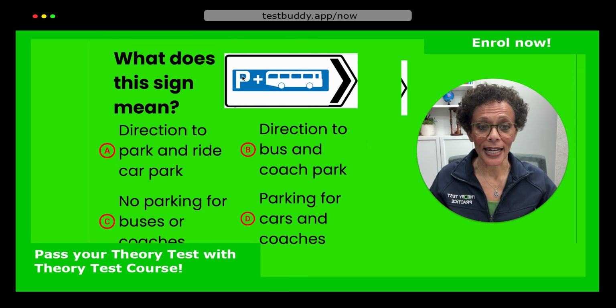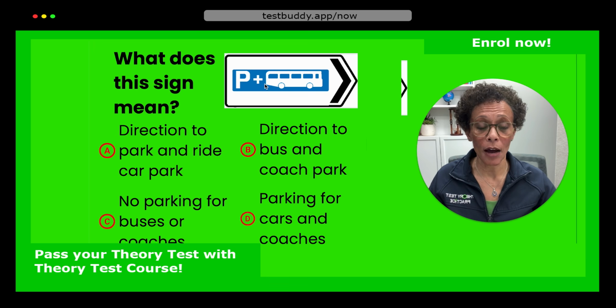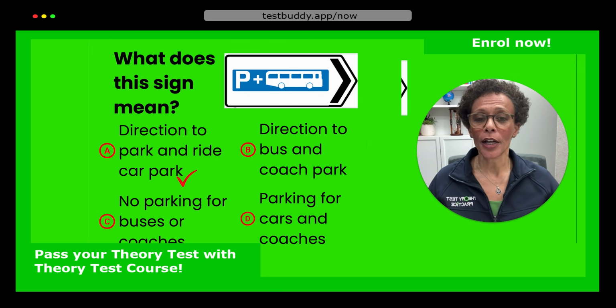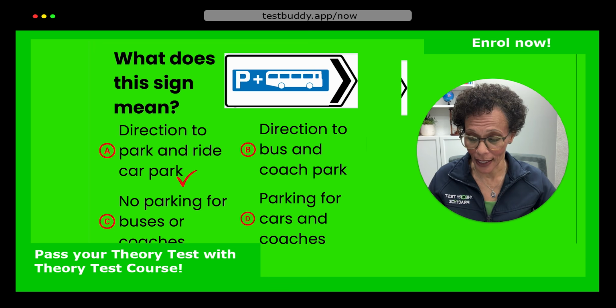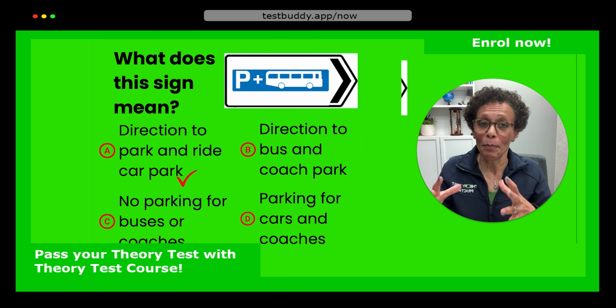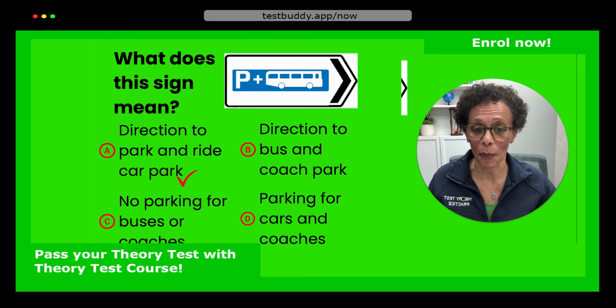Now you've got a P here, and a P is for parking. You've got a plus sign, that's the and, and you've got the bus, and you would ride a bus into town. So this is a direction to the park and ride car park. Park and ride is going to be outside a busy town, and there's not very many parking spaces. So what you can do is you can park in this really big car park and get a bus, and it will take you into town. Then the bus will take you back to the car park when you've finished shopping. That's what a park and ride actually is.